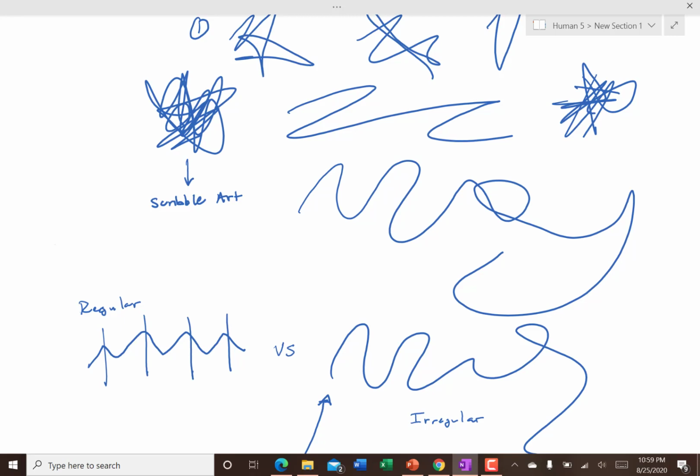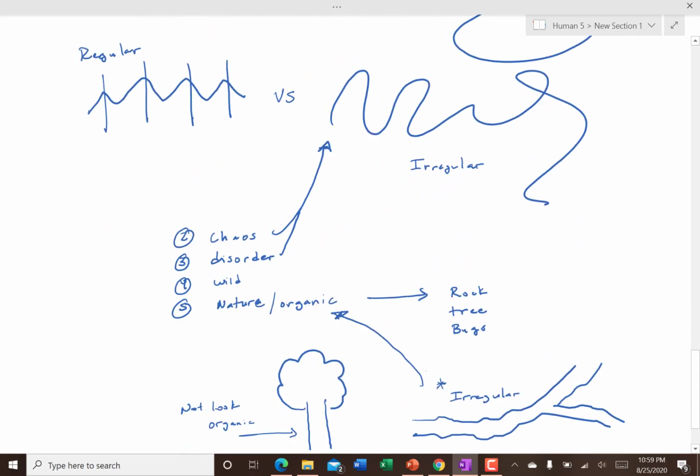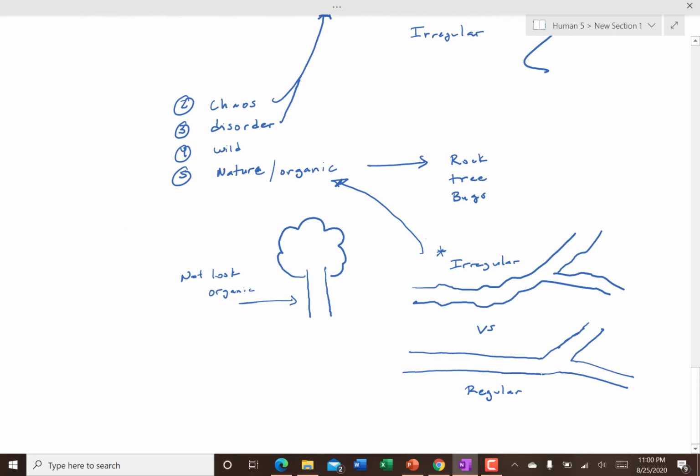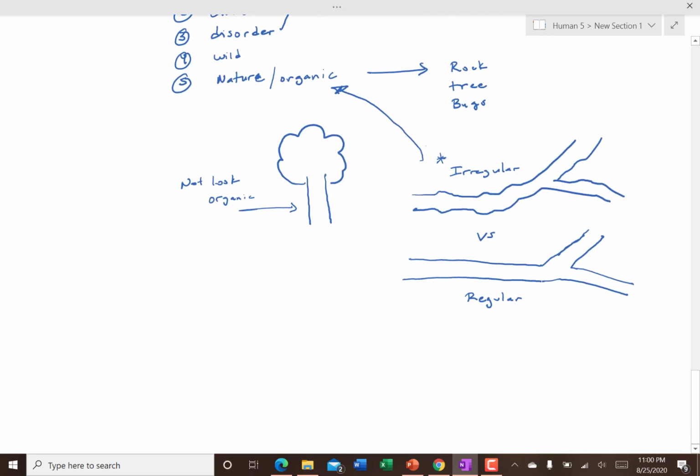It's just a straight scribble, something that you just do, and it's completely random. There's not a sense of purpose or order to it, right? So that's why those tend to give you the feeling of chaos and disorder. And then other irregular lines tend to give you a sense of nature and organic, because those things like rocks and trees and bugs aren't perfectly symmetrical, perfectly ordered. These also tend to be, because it's connected to nature as well, free and unrestrained.